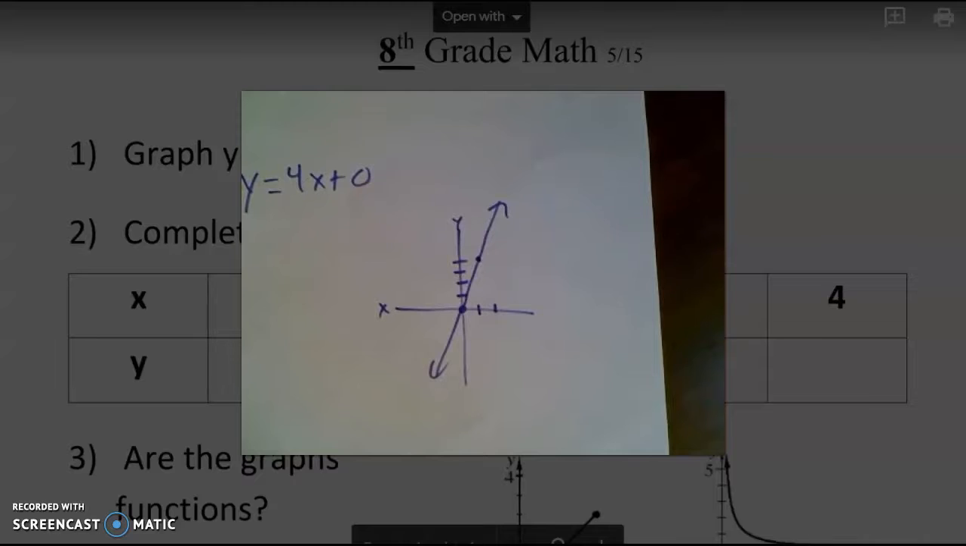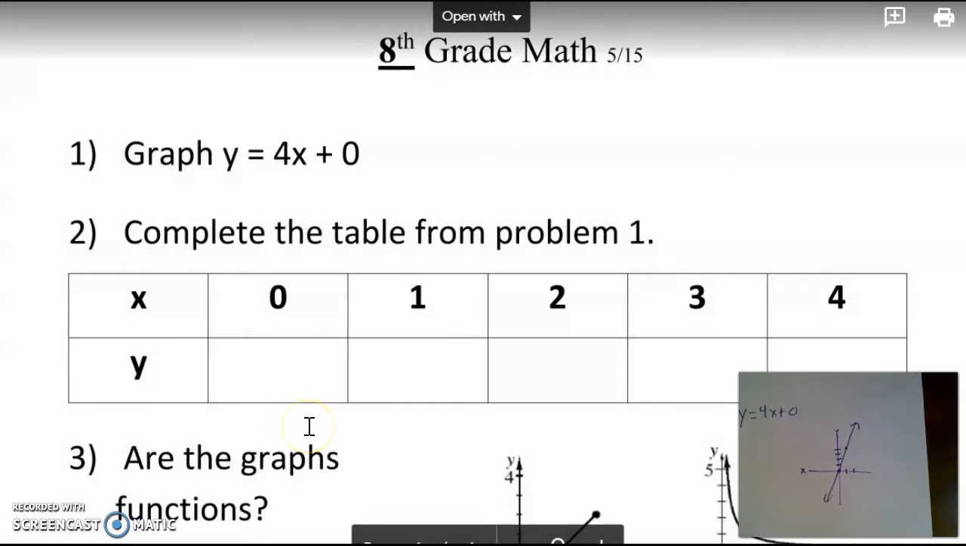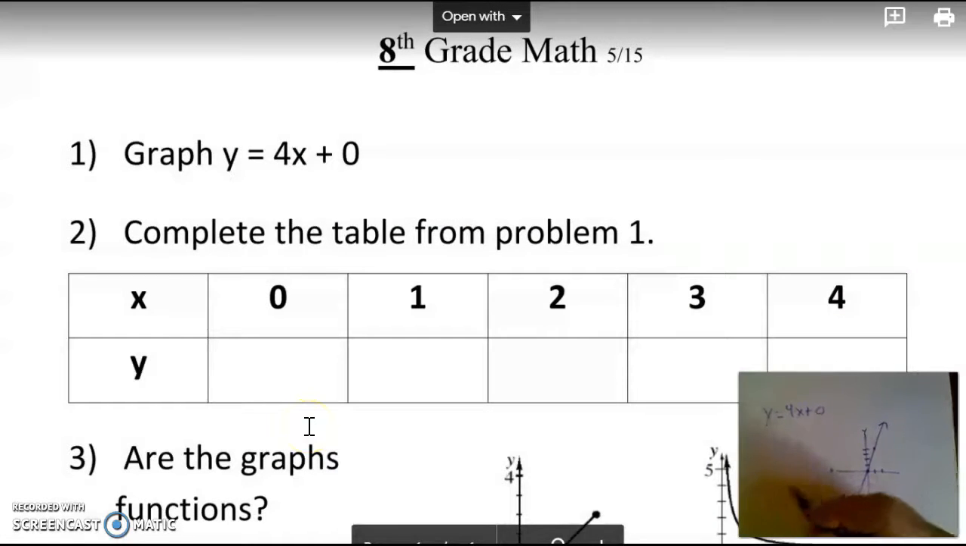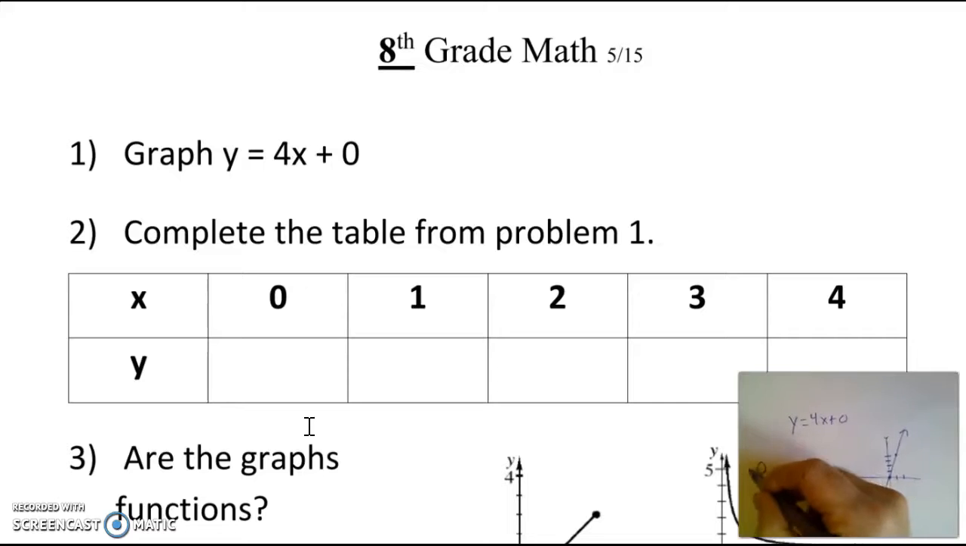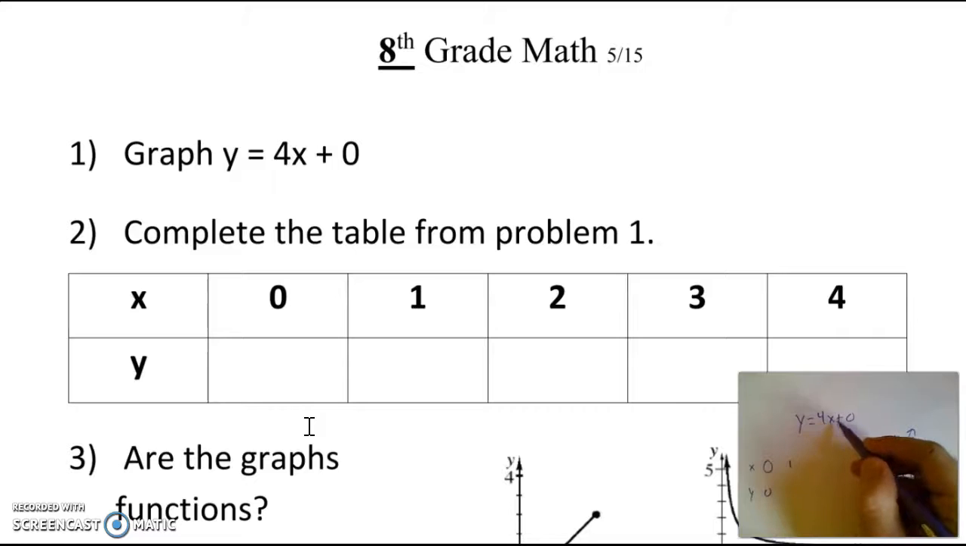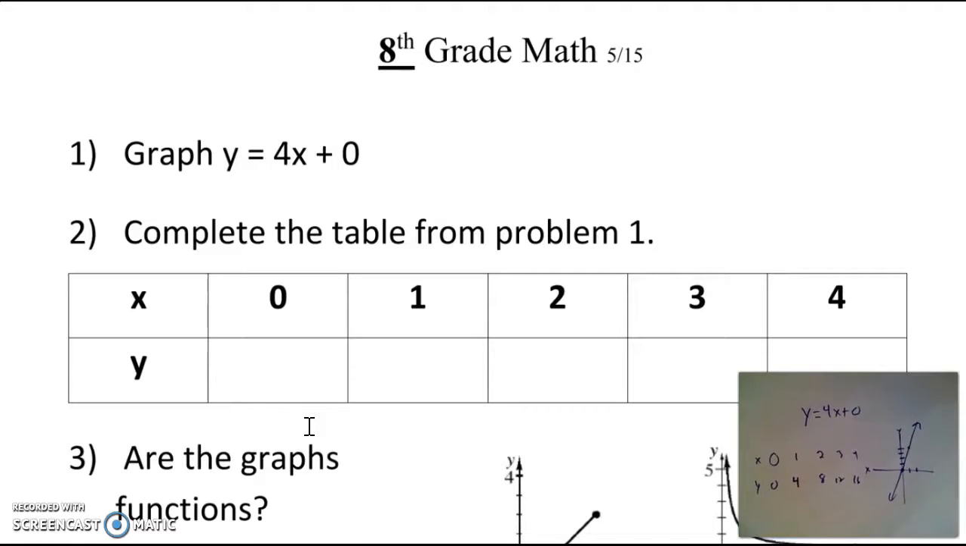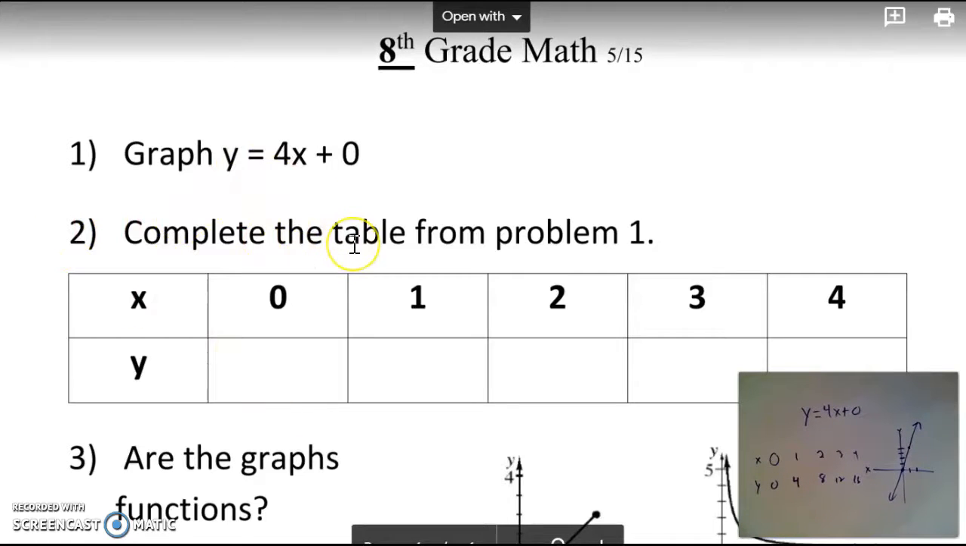Then it asks you to complete the table from that same equation. And the table is just a little substitution. So if x is 0, you just make this 0, and 4 times 0 is 0, plus 0 means 0. So when x is 0, y would be 0. And then when x is 1, 4 times 1 is 4, plus 0 is still 4. And when x is 2, you'd have 8, and 3 would be 12, and 4 would be 16. And that's your table. But this is also proportional.